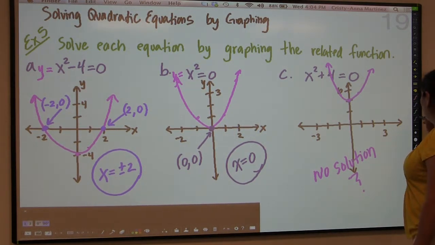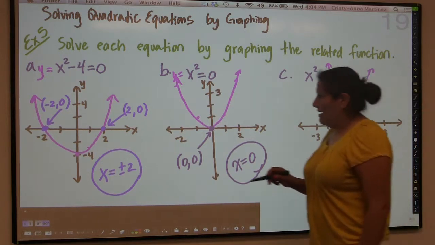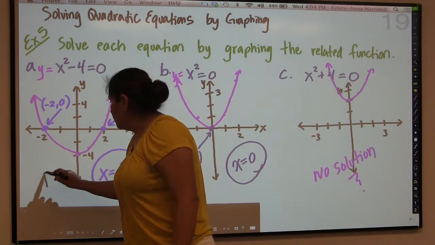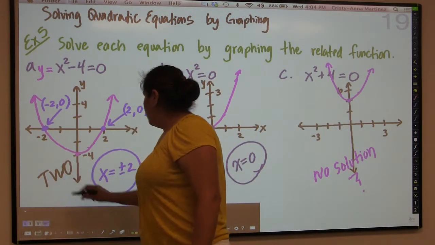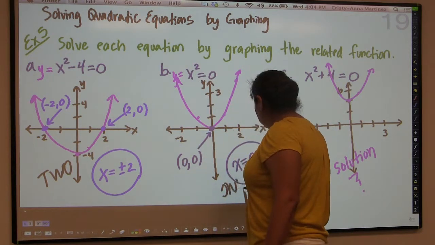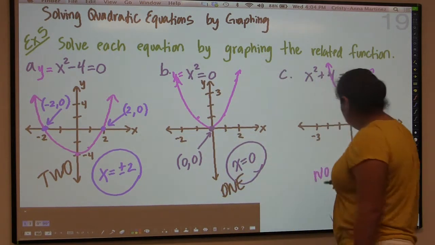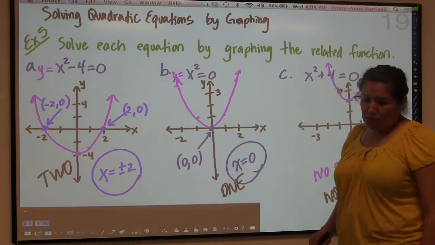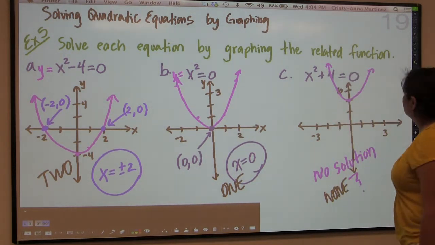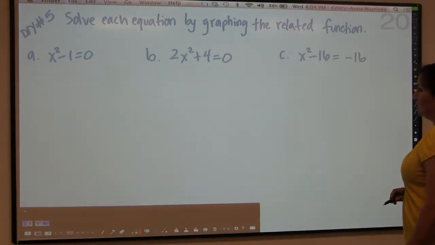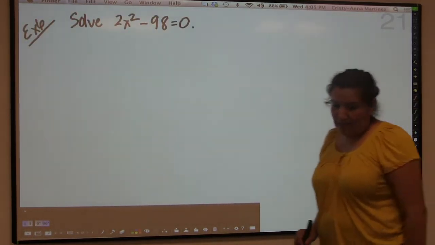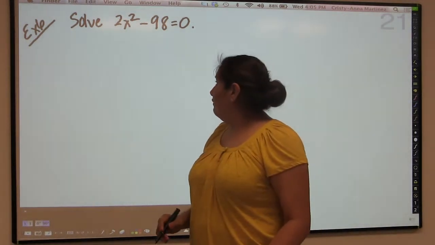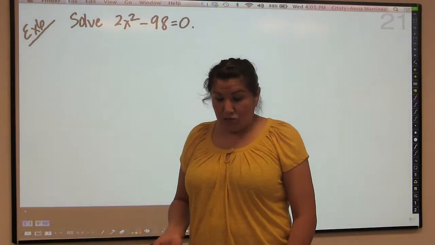So that's kind of important, so you kind of want to keep in mind that it's possible to have 2 solutions, 1 solution, or none. All right, so you can now solve these 3 equations by graphing. And then we have our last example for today, and that is to solve this little guy algebraically.